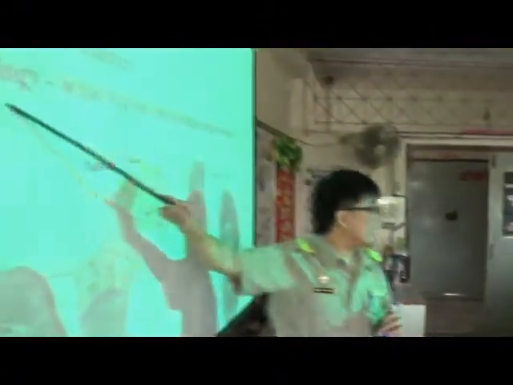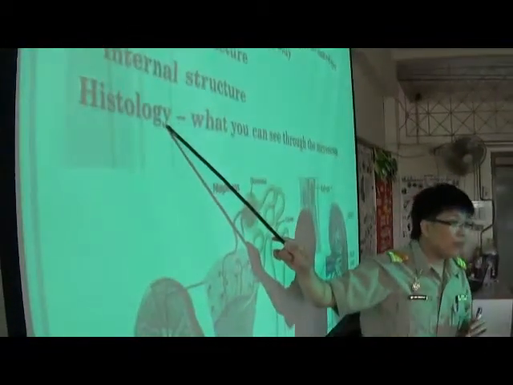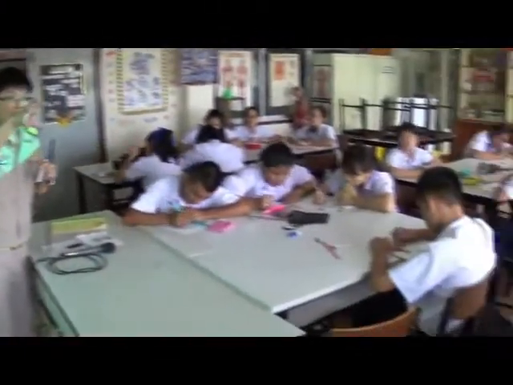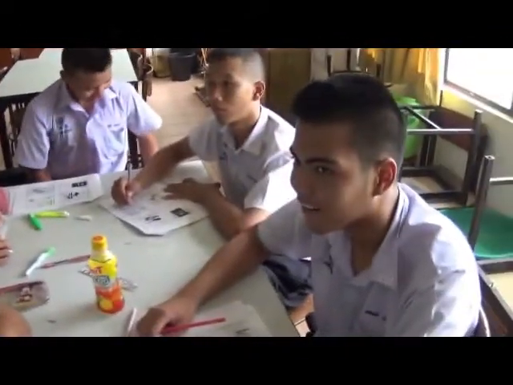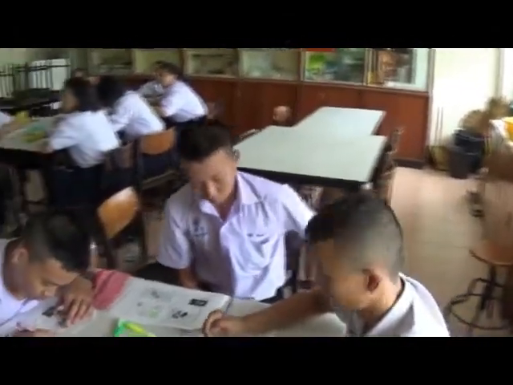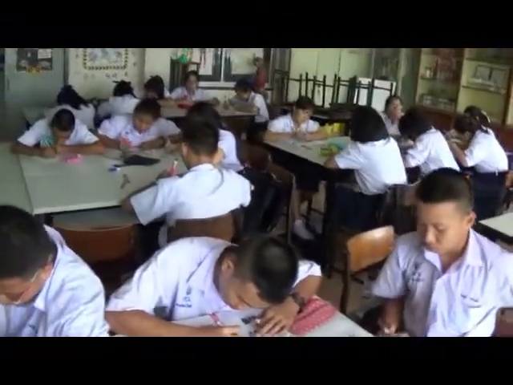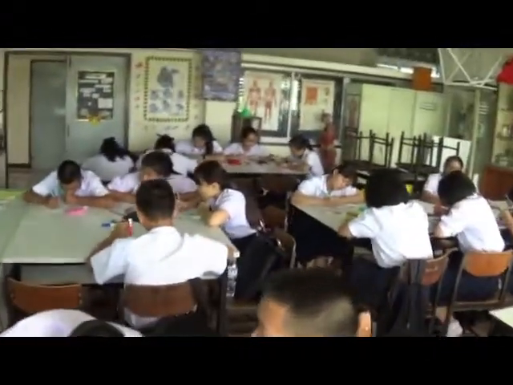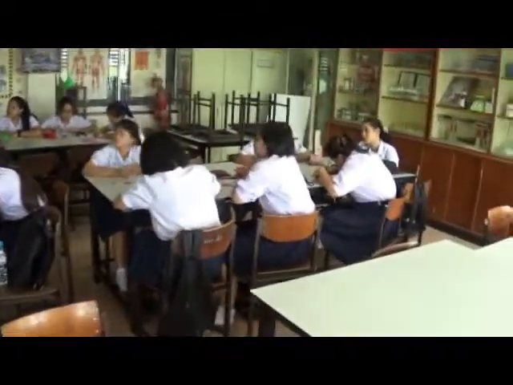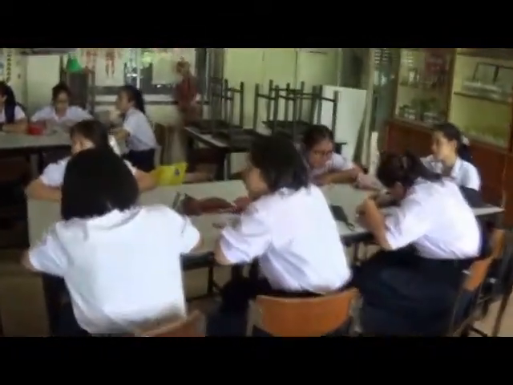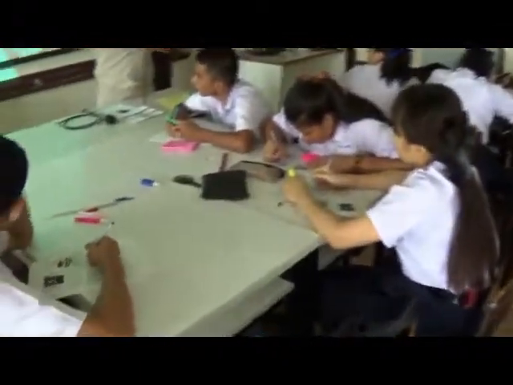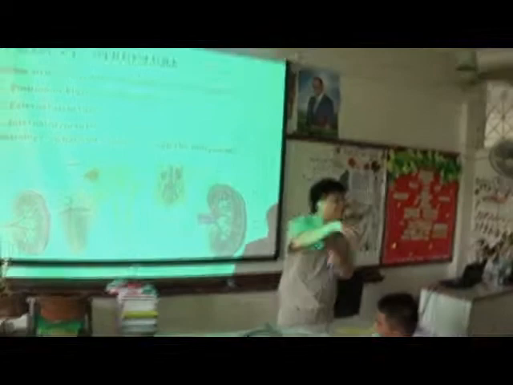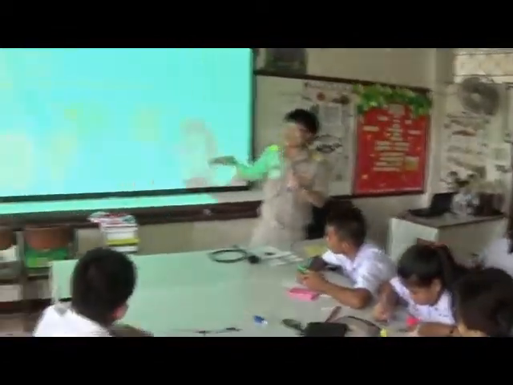That's the histology called in time. Tissue. What is tissue? Group of cell. You can remember this word: tissue, or group of cell. Okay? One cell, called tissue? Yes or no? No. The many cell called tissue? Yes. The group of cell, the many cell, is tissue.